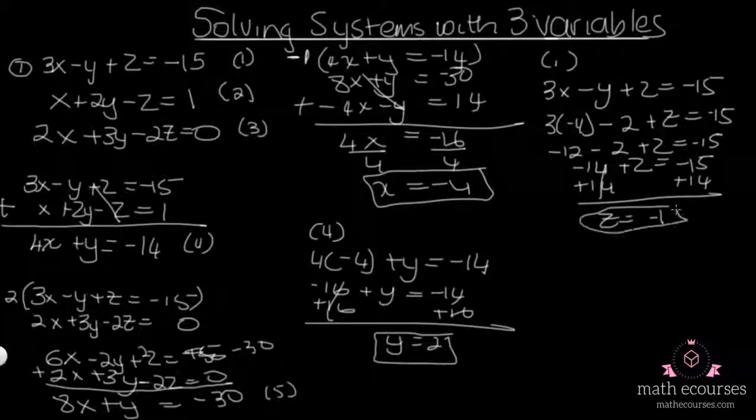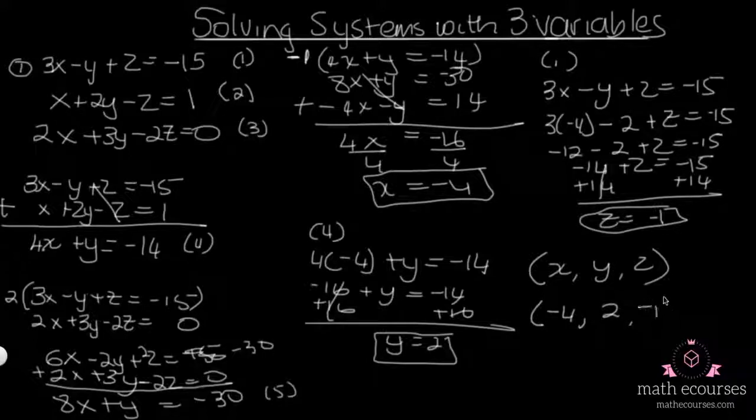This is your third variable. Just like before, you're going to write these as an ordered pair of x, y, z. Okay? So our final answer would be negative 4, 2, and negative 1. So you can see this is a really long problem, but that is how we solve using the elimination method. Next, we're going to do an example where we solve using substitution.